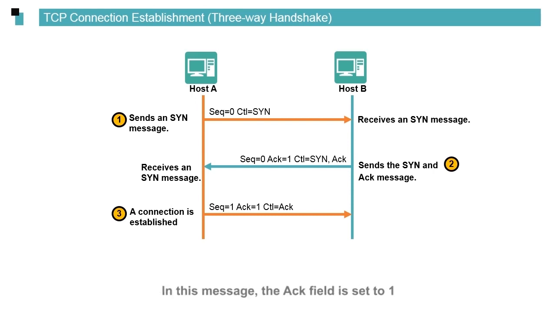In this message, the acknowledgement field is set to 1. This message is used to confirm the message with sequence number 0 sent by device A and request device A to send a next TCP message with sequence number 1. In this message sent to device A, the synchronization and acknowledgement bits are set to 1.